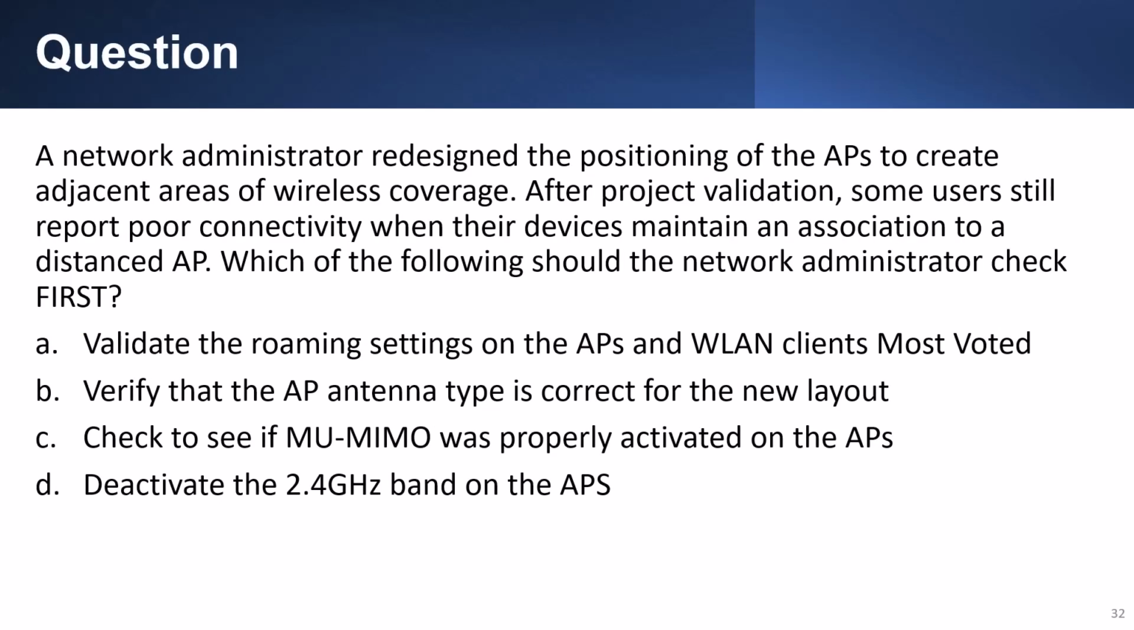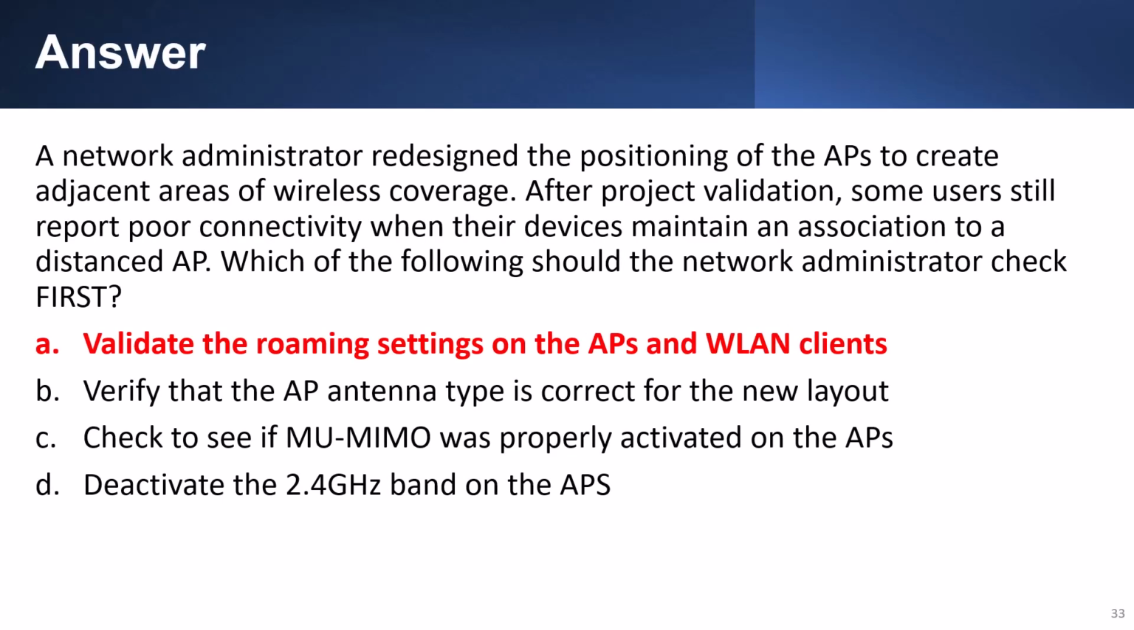Question: A network administrator redesigned the positioning of the APs to create adjacent areas of wireless coverage. After project validation, some users still report poor connectivity when the devices maintain an association to a distant AP. Which of the following should the network administrator check first? Answer: Validate the roaming settings on the access points and wireless LAN clients.